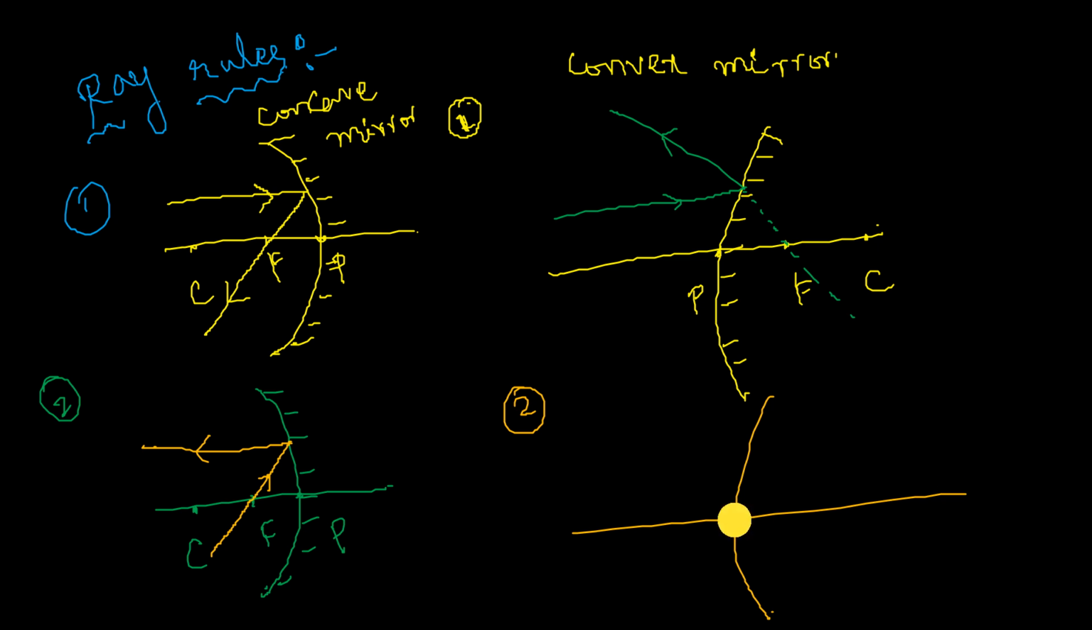So here is the pole, focus, center of curvature. So what type of mirror is it? Convex mirror. One light ray, as I said, will pass through the focus. After that, it passes towards infinity. So these are the two ray rules.